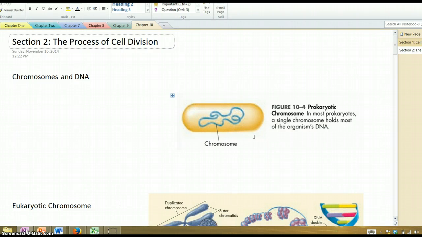Okay, now let's talk about section 2 of chapter 10, more specifically about the process of cell division. So we need to talk a little bit about chromosomes first, because when cells divide, the cells need to deal with the chromosomes. A chromosome is a structure that contains DNA and protein. The DNA is essentially packaged with the protein to comprise the chromosome.